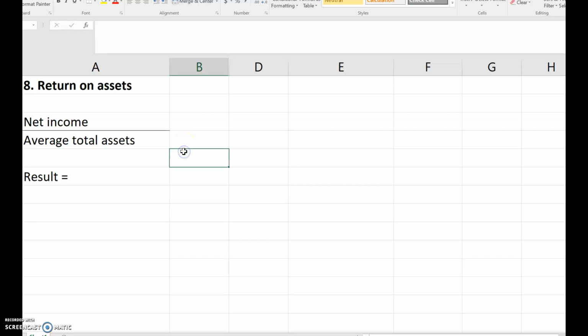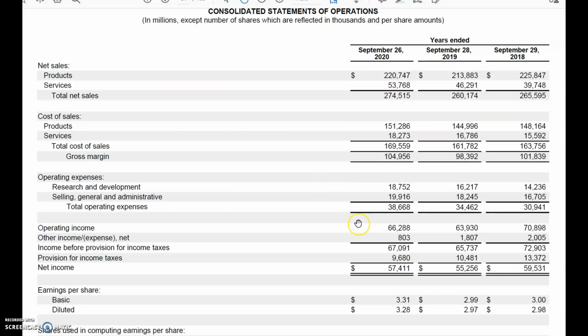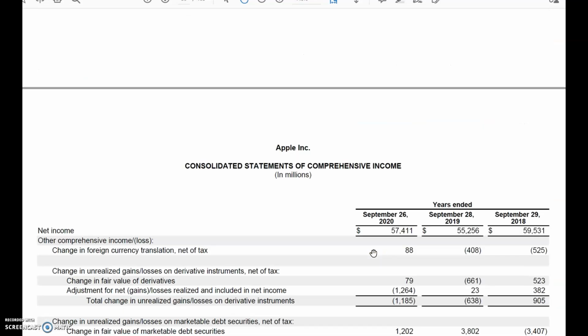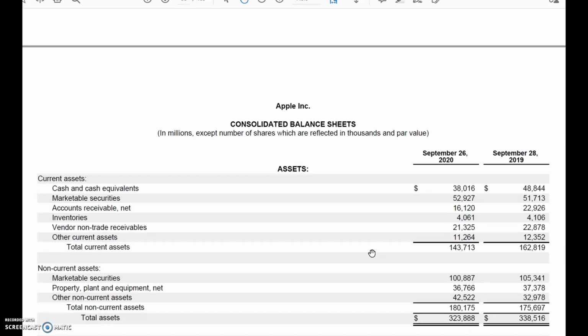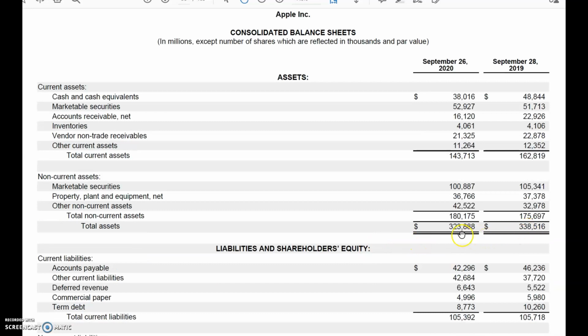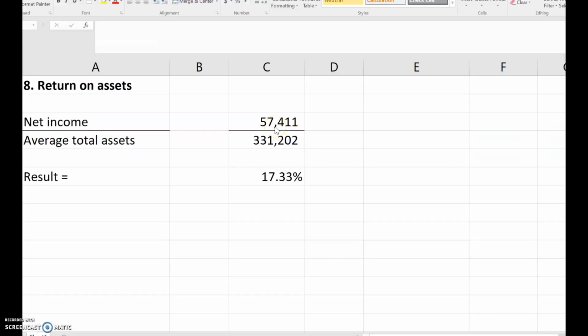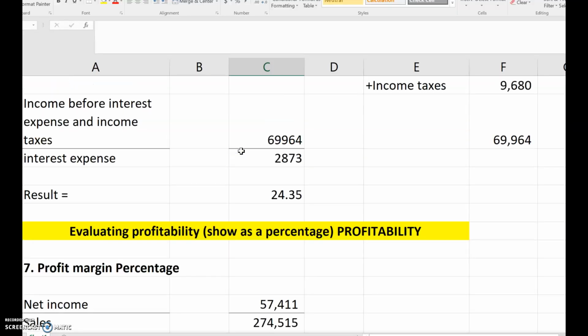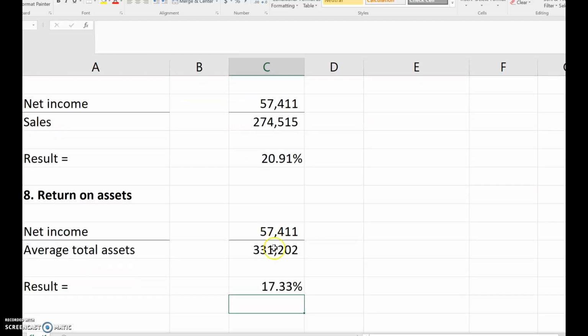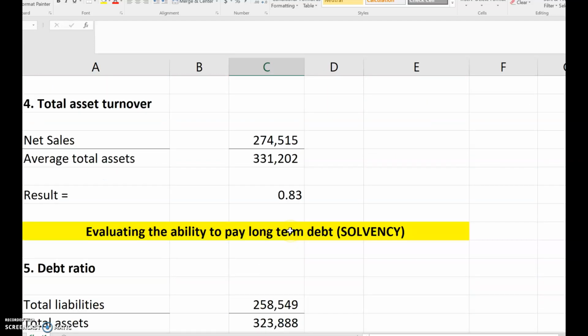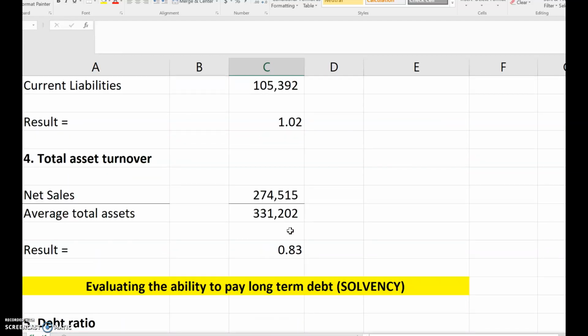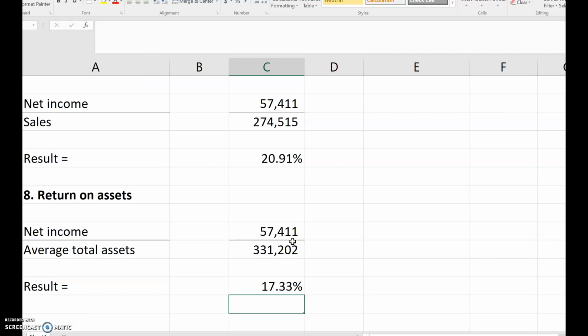And so we pulled our net income in the previous calculation. We said it was $57,411. And we go to our income statement to get our total assets. Beginning of the year plus the end of the year, come to a subtotal and divide by 2. We make sure that our net income is the same net income that we used up above for the profit margin. Our average total assets, we used these in the total asset turnover up above, 331,202. So when you're doing calculations, that's a check. Make sure you're using the same number once you've determined it.